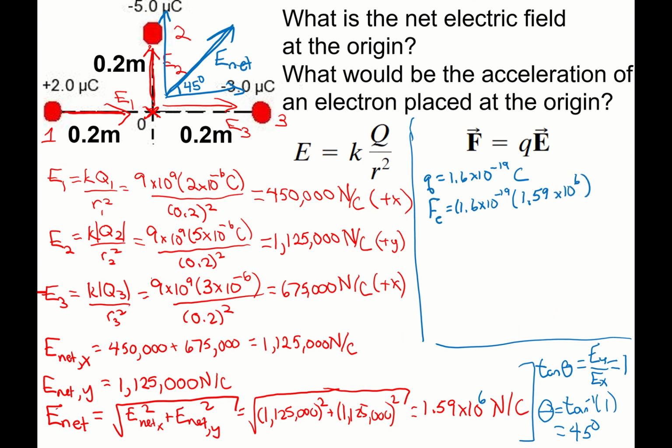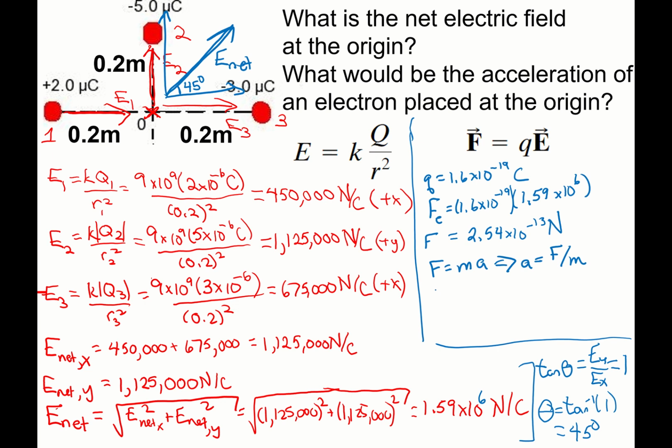All right, so if I do that, you can see I'm going to get a very small number because I've got 10 to the minus 19 times 10 to the plus 6. The force on the electron is 2.54 times 10 to the negative 13 newtons. And the problem actually asks me what's the acceleration. So acceleration, remember way back from physics 1, F equals ma. So a is equal to the force divided by the mass.